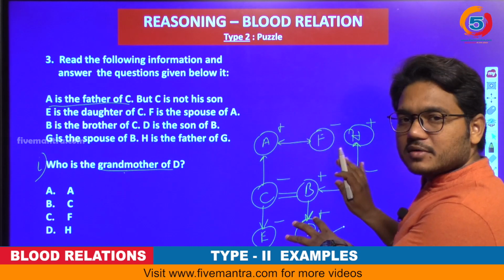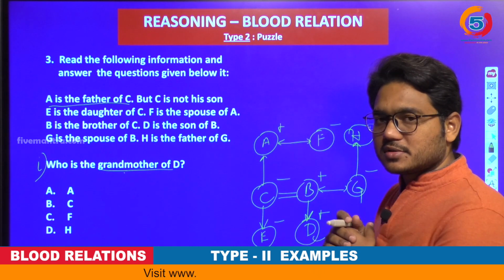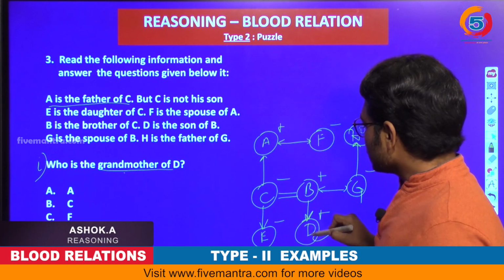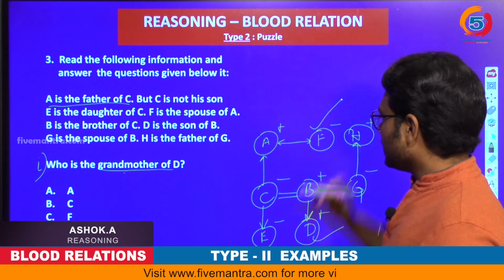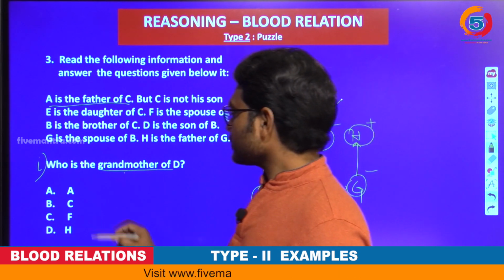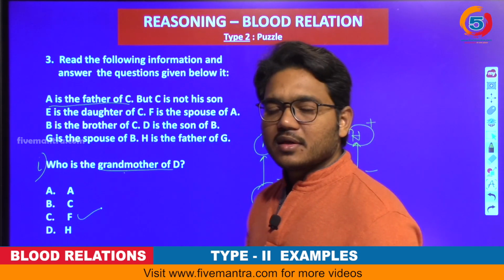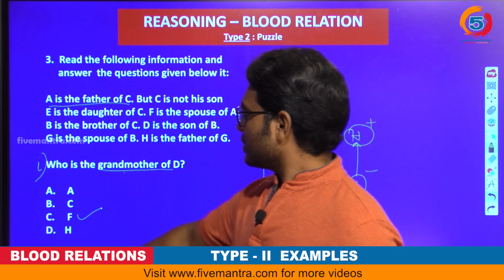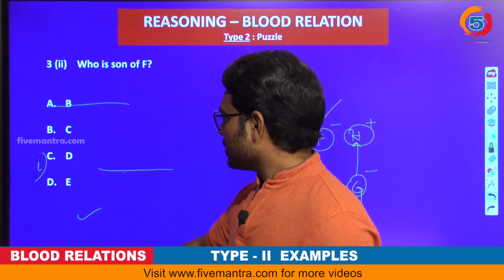Obviously, from this clear relationship tree you draw, you can identify the relation directly. So D's grandmother will be F, isn't it? It is obvious from this figure. So our answer is F. We will move ahead. So let us see what is asked.